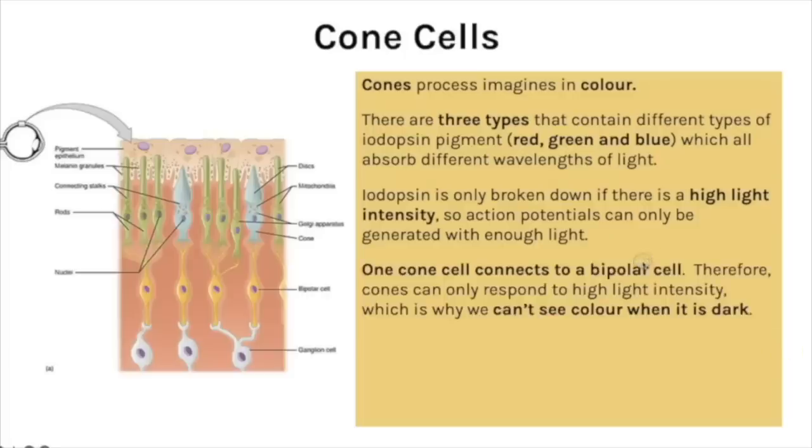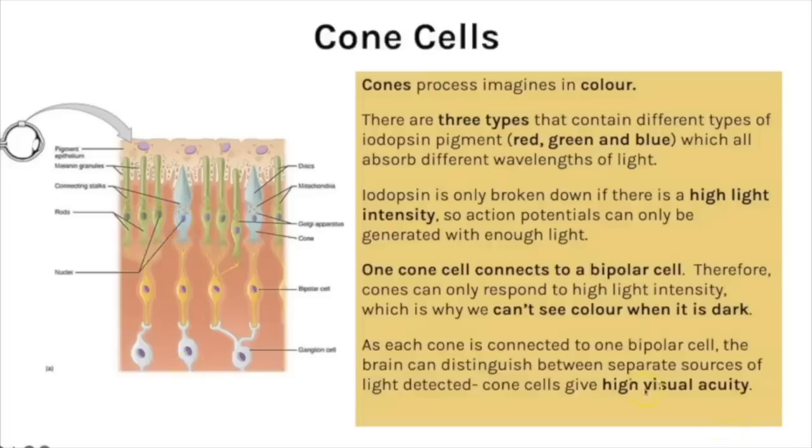And the reason for that is we only have one cone cell connecting to one sensory cell. And therefore, there has to be a high enough light intensity to break down enough of the iodopsin pigment to be able to trigger an action potential. Now, that gives the property of high visual acuity.